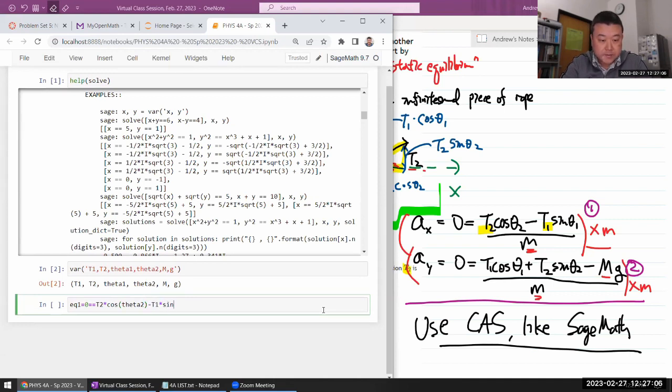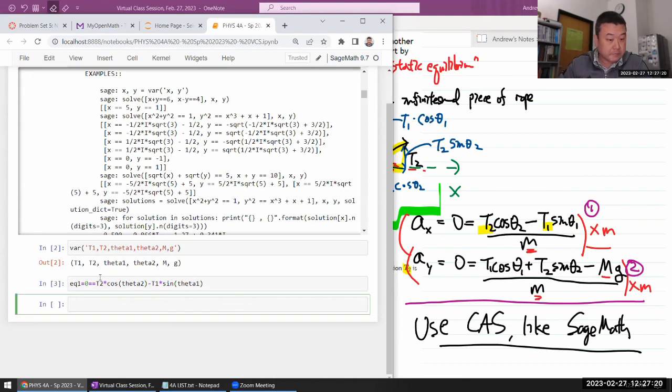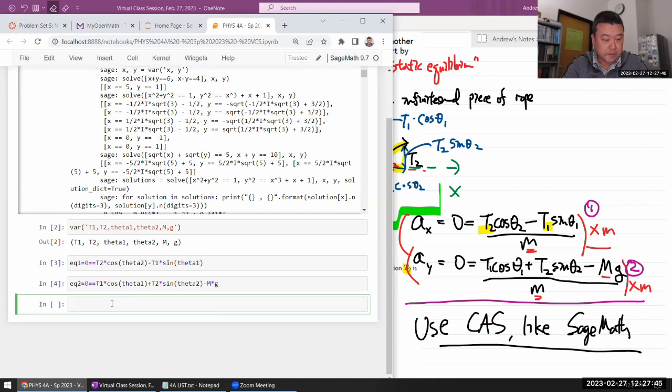Minus T1 times the sine of theta 1. Okay. And I'm going to write down a version of the equation where I've already multiplied it through by m, so I'm not going to write m at all. So when I do this, it doesn't complain, so I'm going to assume it's right. Equation 2 is equal to 0: T1 times cosine of theta 1 plus T2 times sine of theta 2 minus capital M times g. Okay, and I entered it.